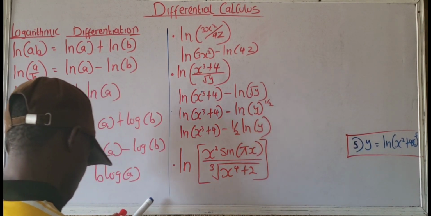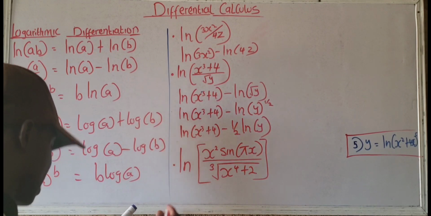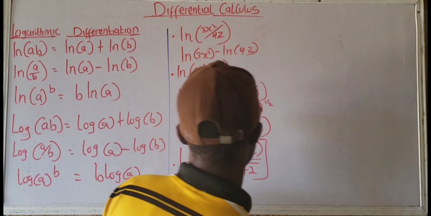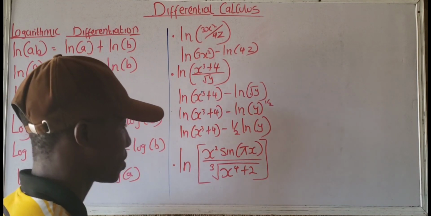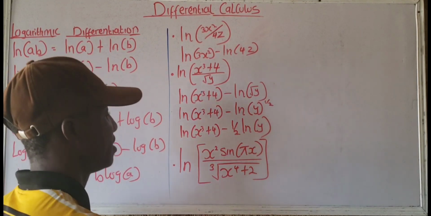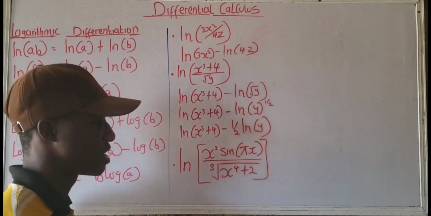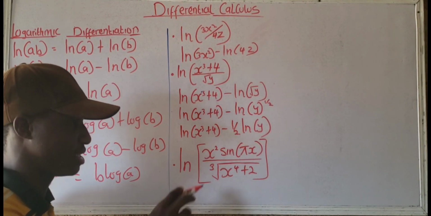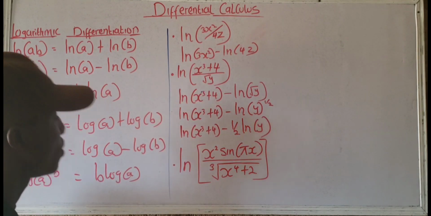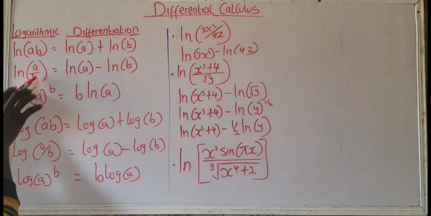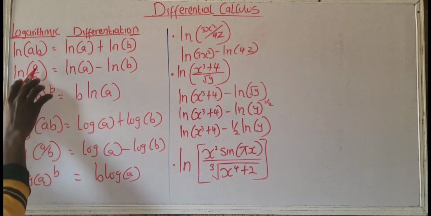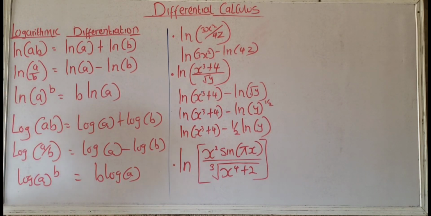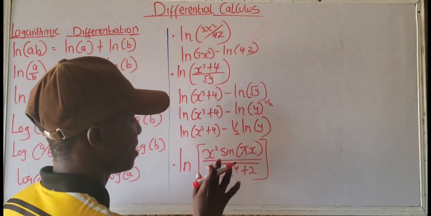Okay? So how do we find this expansion? How do we expand this? Now, it's simple, okay? Just pay attention. In expanding this function, let us take it step by step. We first have to deal with the division sign. That is the quotient, you understand? And we know that the log of a quotient, like for example, log a over b, will give us the difference of that log. So the first sign here is quotient.